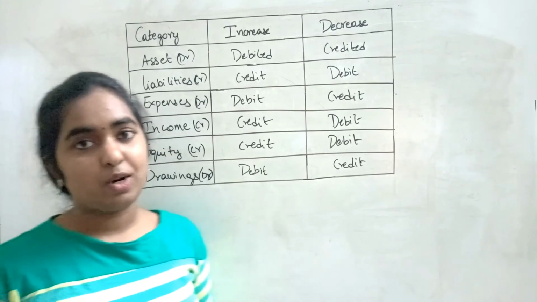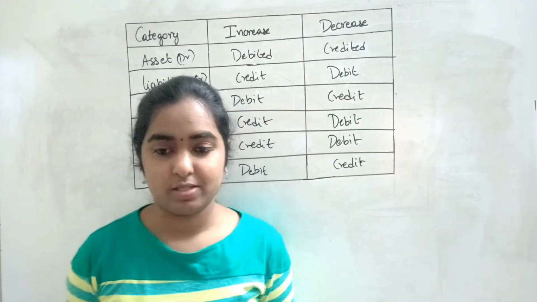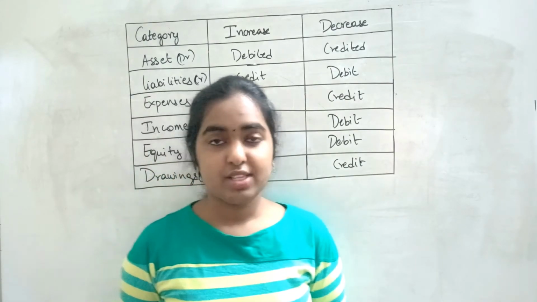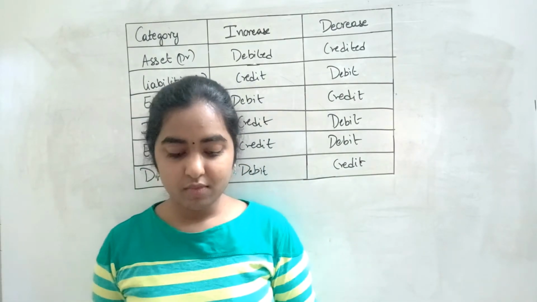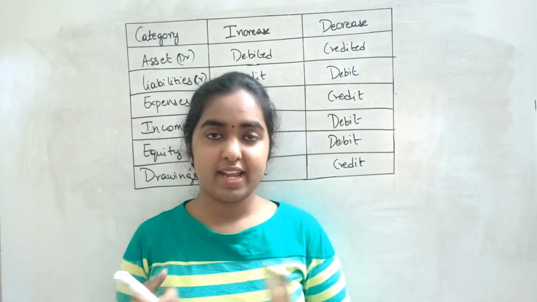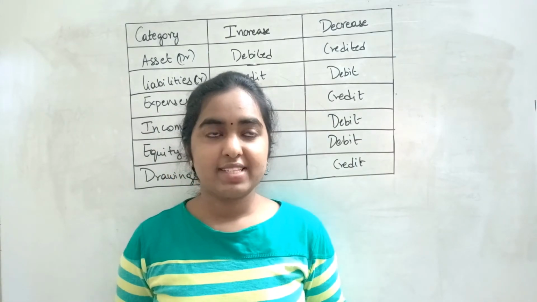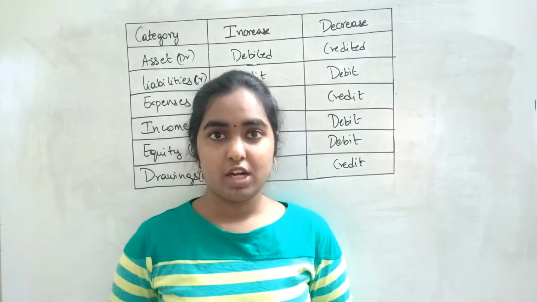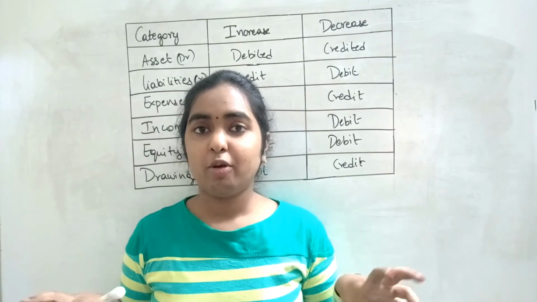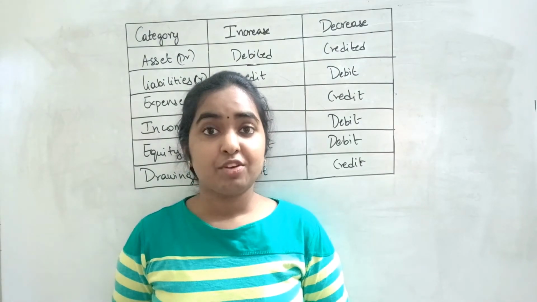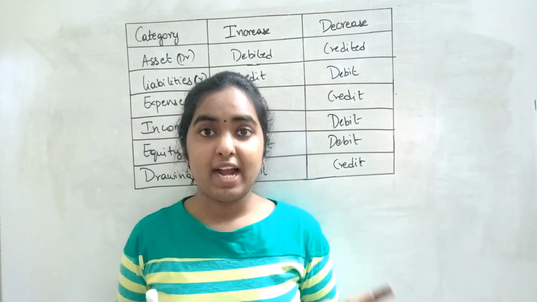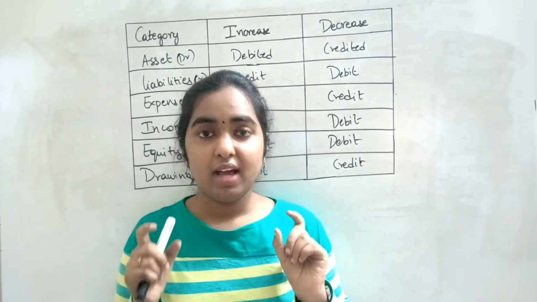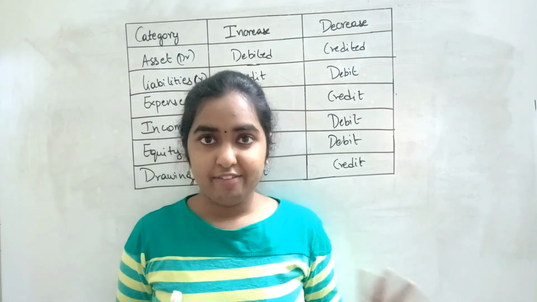Now let's try to understand what this dual aspect or double entry system is. What the double entry system says is that for any transaction there will be a twofold effect. The first one will be on the debit side and the second one will be on the credit side. For example, let's take the same example of purchasing furniture. When you are purchasing furniture, the effect will be on two accounts. First one is furniture, because furniture is an asset and that is increasing, right? So the furniture account will be debited. So one account will be affected firstly.